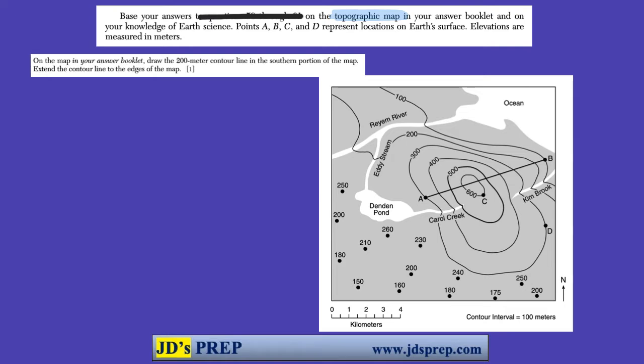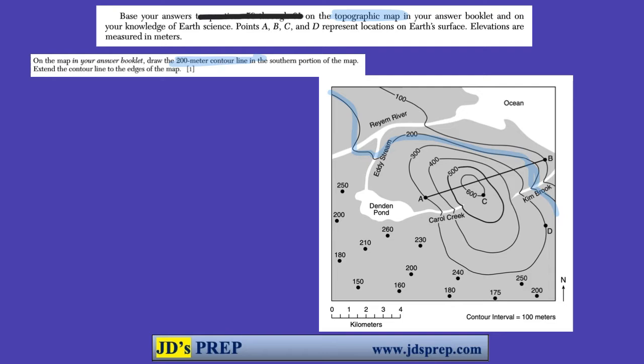So for the next few questions, we have this topographic map, which is given in our answer booklet. Our first question is, they're asking us to fill in the southern portion of the 200-meter contour line, which we see we have kind of the northern portion of that line here. And so we need to draw in the contour line on the rest of the map.